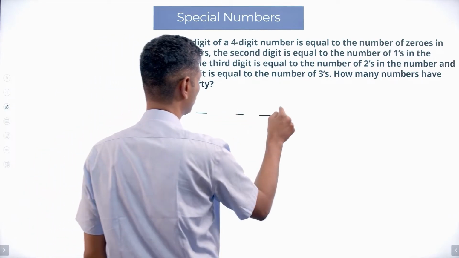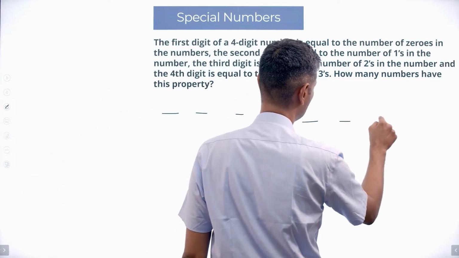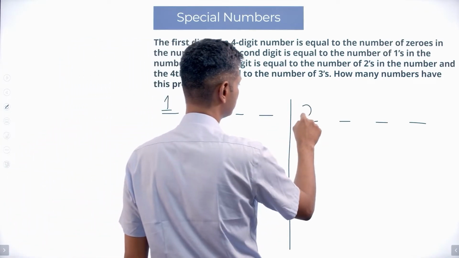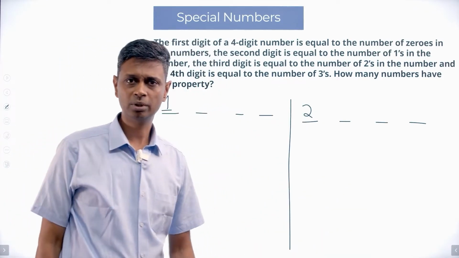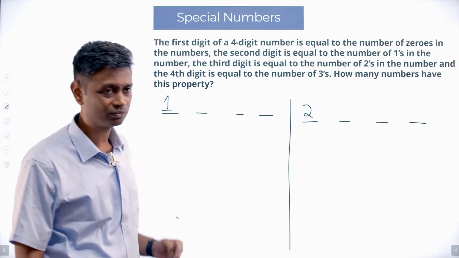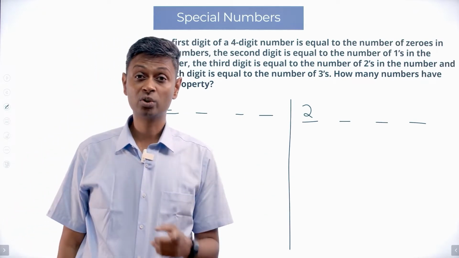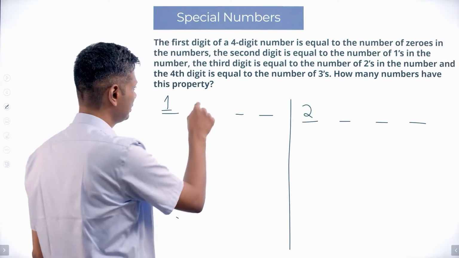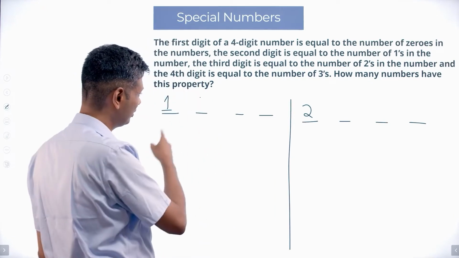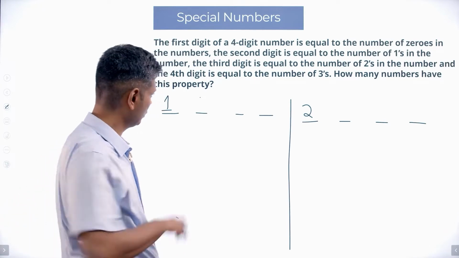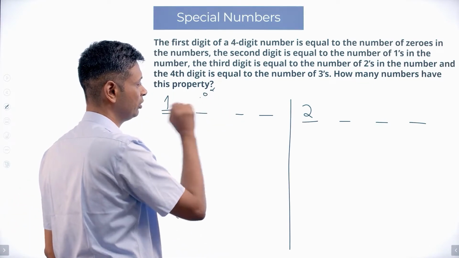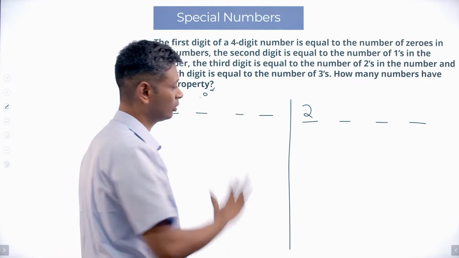Now I'm through. 1, 2, 3, 4. I'm going to put the first digit as 1 and first digit as 2. Brilliant. First digit is 1. That means this number should have 1 zero in it. Right? This is not that 0. Why? This is the number of ones in the number. It's already 1. This is not 0. This could be 0 or this could be 0.